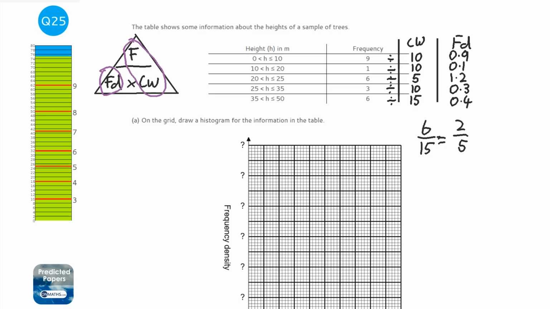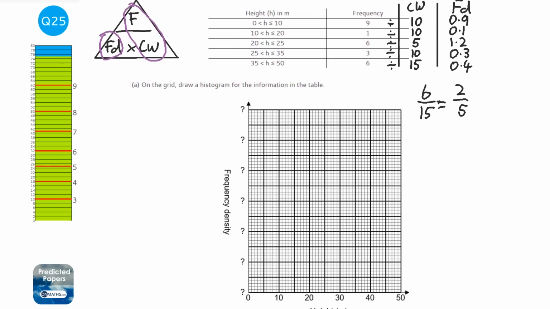Okay, now notice that the frequency density is not plotted for us, so we've got to come up with a scale. Our highest one is 1.2. So can I go up in ones? 1, 2, 3, 4, 5, 6, 7, 8, 9, 10, 1, 2. So that would be perfect. So I can go up in ones on the 5 squares. So it would be 0.2 here because they're 2 squares. 0.4, 0.6, 0.8, 1.0 or just 1, and then 1.2 at the top.